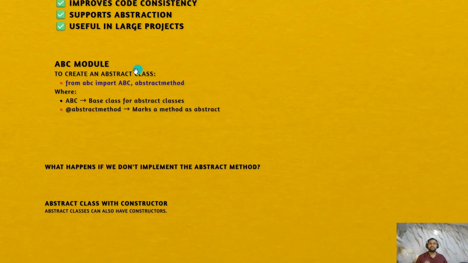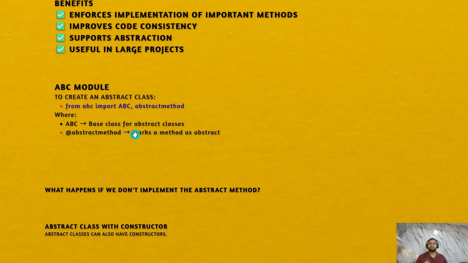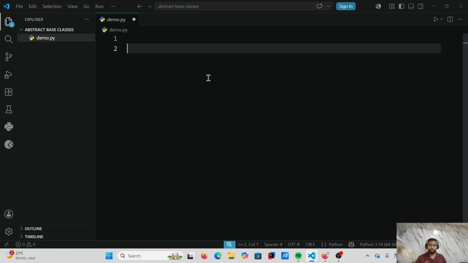ABC module. To create an abstract class, this is the way to import: from abc import ABC, abstractmethod. This is a must, where ABC is the base class for abstract classes and abstractmethod is a decorator that marks our method as an abstract method. So let's check how it works.